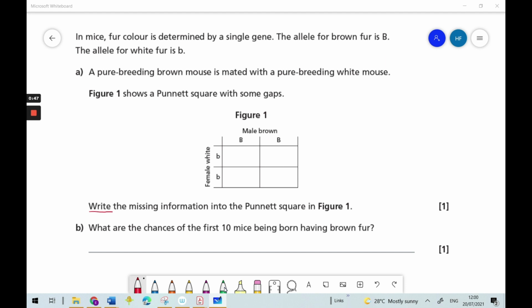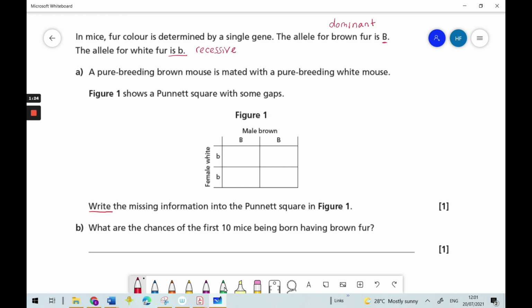And remember, a Punnett square is a diagram that gives us all the possible combinations of genotypes that can occur in the offspring when two particular organisms are crossed. And what important information does the question provide? Well, it says that the allele for brown fur is a big B here. So we know that this one must be the dominant allele. And the allele for white fur is little b. So this is the recessive allele.